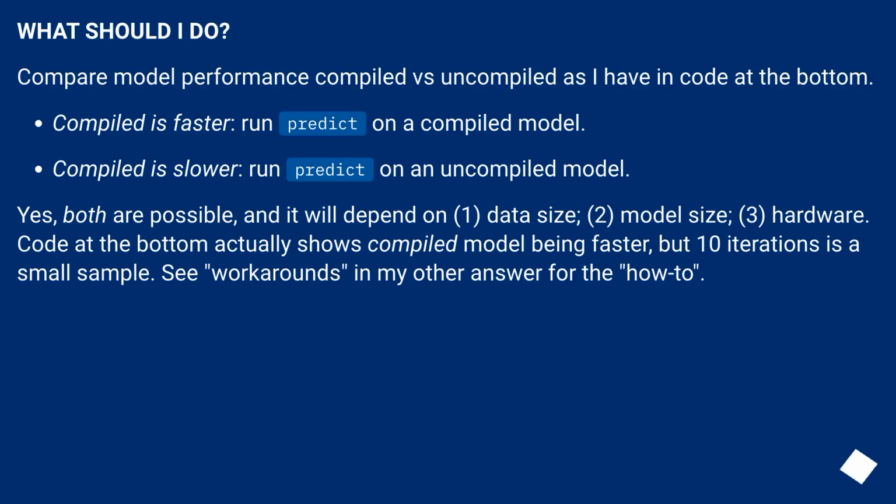What should I do? Compare model performance compiled versus uncompiled, as I have in the code at the bottom. If compiled is faster, run predict on a compiled model. If compiled is slower, run predict on an uncompiled model. Yes, both are possible, and it will depend on 1. data size, 2. model size, 3. hardware. The code at the bottom actually shows the compiled model being faster, but 10 iterations is a small sample. See workarounds in my other answer for the how-to.